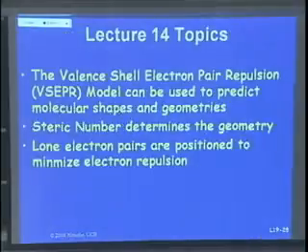And we then talked about the valence shell electron pair repulsion model. The VSEPR model can be used to predict molecular shapes and geometries. So we had a steric number that determined the geometry. The lone electron pairs are positioned to minimize electron repulsion, okay? Now we had a couple of examples there.